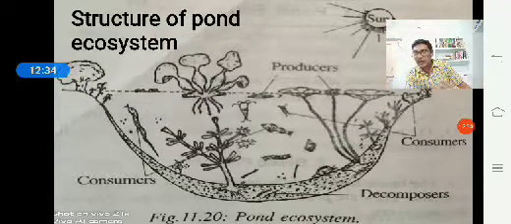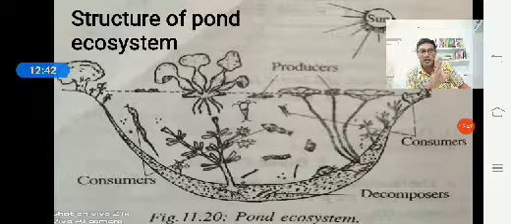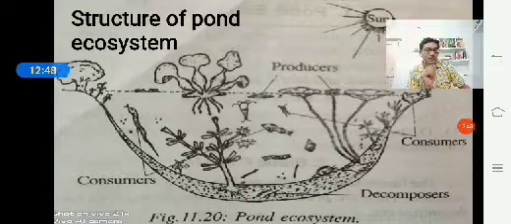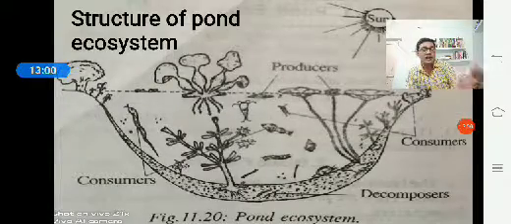So finally, next, the functional components of ecosystem. There are four functions: one is productivity, second decomposition, third energy flow, lastly nutrient cycle. So the functional components are productivity, decomposition, energy flow and nutrient cycle. All these functional components we are going to study in the next class. Thank you.